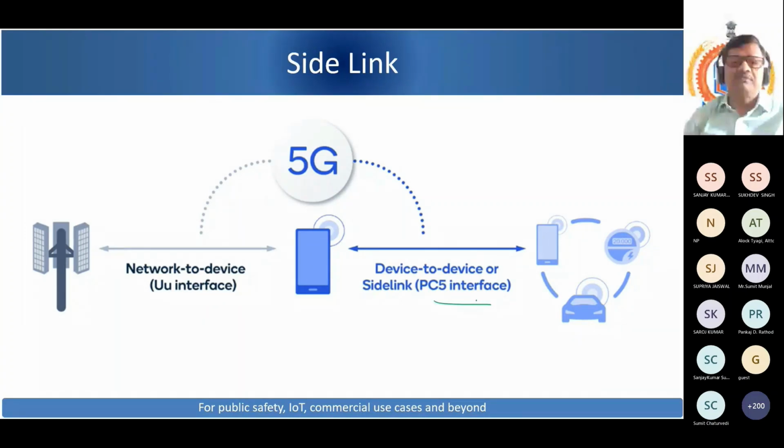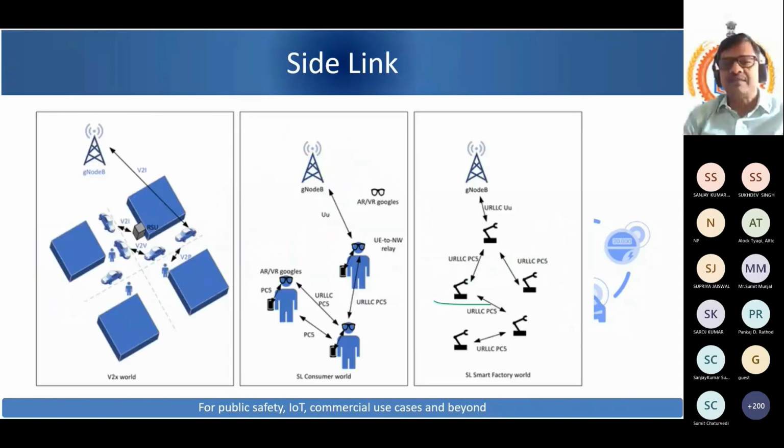So even if a particular device is not getting 5G coverage, it can get coverage through another device which is nearby and having the coverage. And the use cases of this side link could be in public safety, IoT, etc. Just like these are mentioned here. We'll talk about these in other sessions.